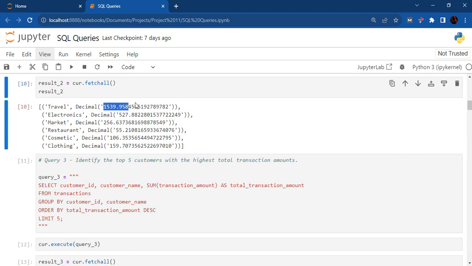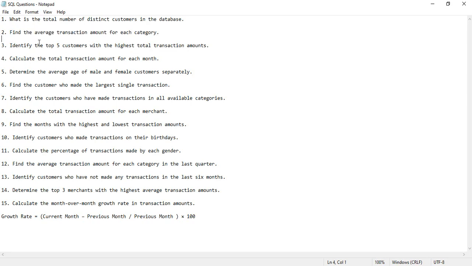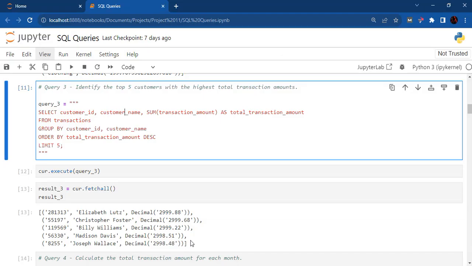So for travel, this is the average, then electronics and others. Now, we should identify the top 5. Okay, it's correct over here. So it's to identify the top 5 customers with the highest total transaction amount.